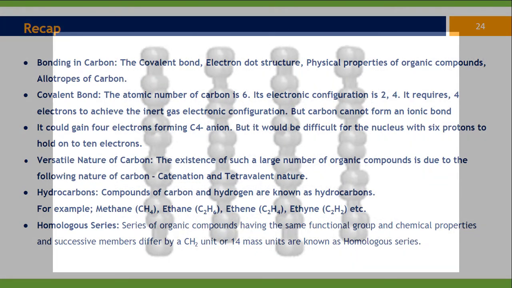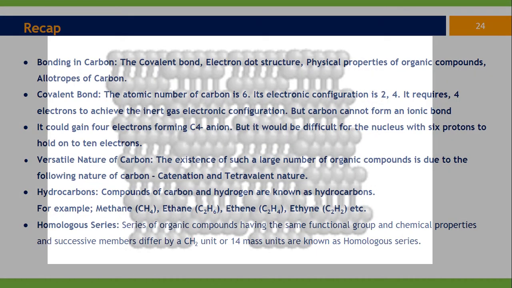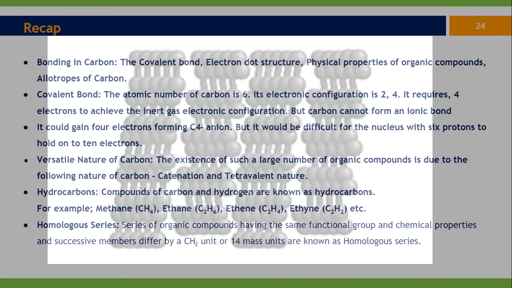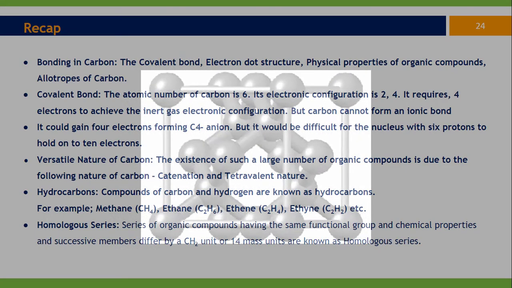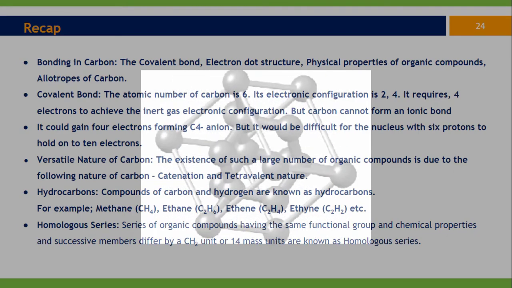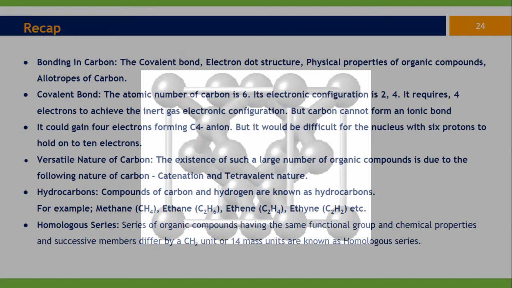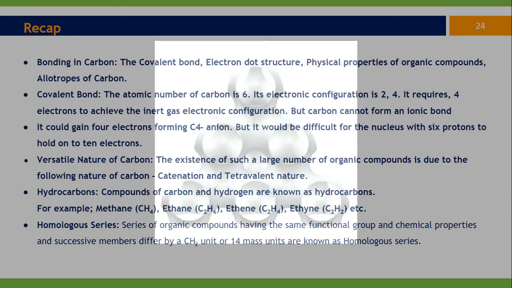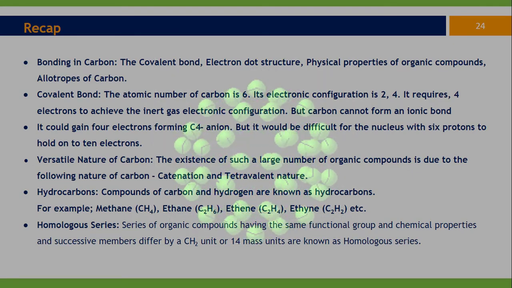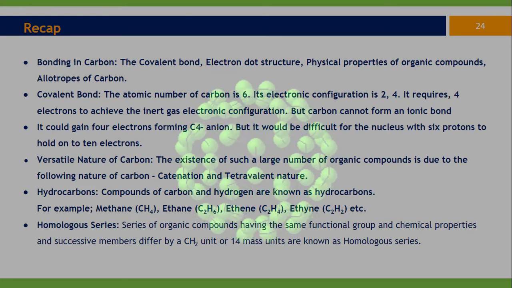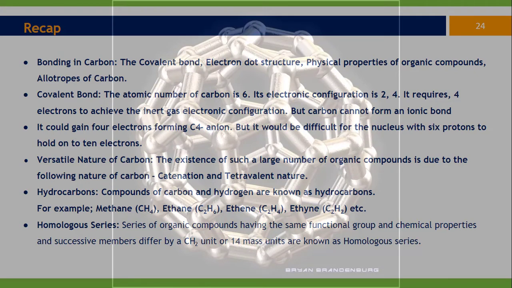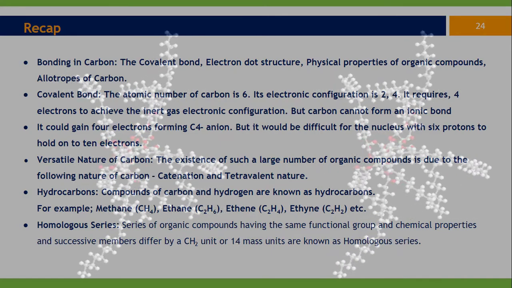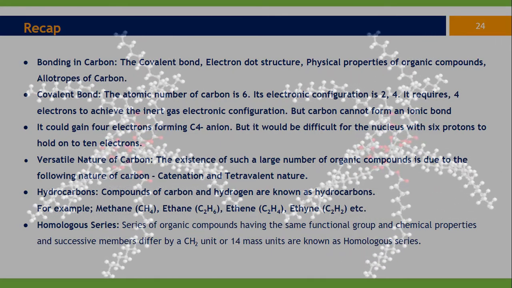Versatile nature of carbon. The existence of such a large number of organic compounds is due to the following nature of carbon, that is catenation and tetravalent nature. Hydrocarbons. Compounds of carbon and hydrogen are known as hydrocarbons. For example, methane CH4, ethane C2H6, ethene C2H4, ethyne C2H2. Homologous series. Series of organic compounds having the same functional group and chemical properties, where successive members differ by CH2 units and 14 mass units, are known as a homologous series.